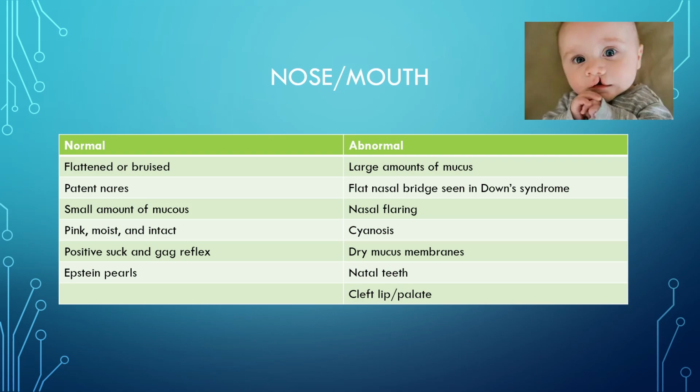Abnormal findings for the mouth would be dry mucous membranes, natal teeth. So some babies are born with teeth. Also a cleft lip or a palate. So I threw a picture here of a little baby that's got a cleft lip. The palate would be the top part of the mouth when you put your finger in there. It should be closed. You shouldn't feel any openings in that.